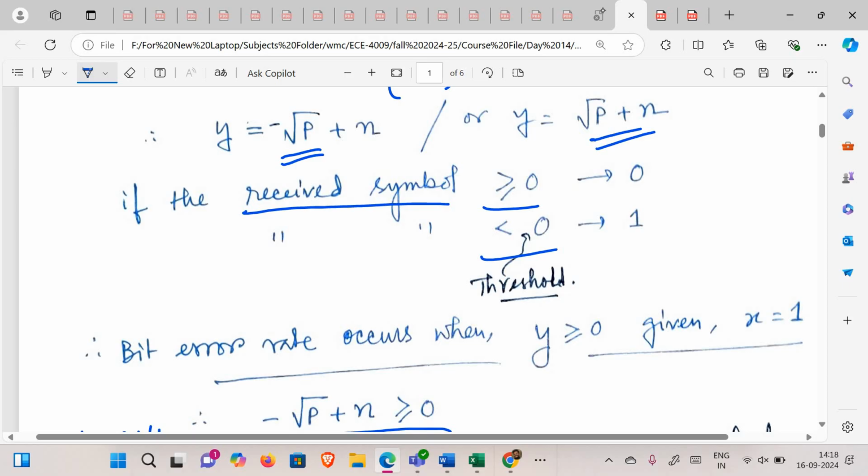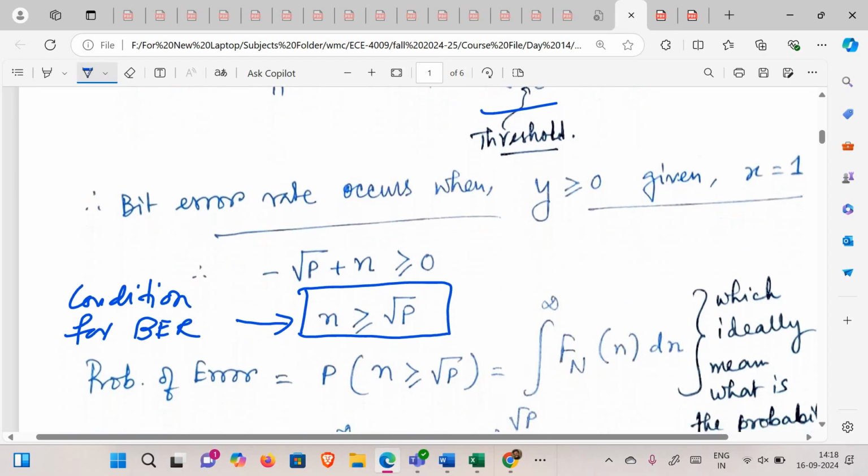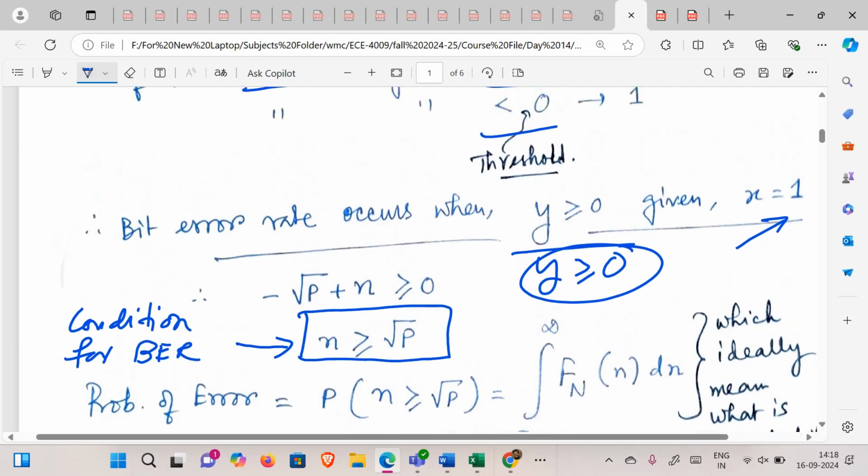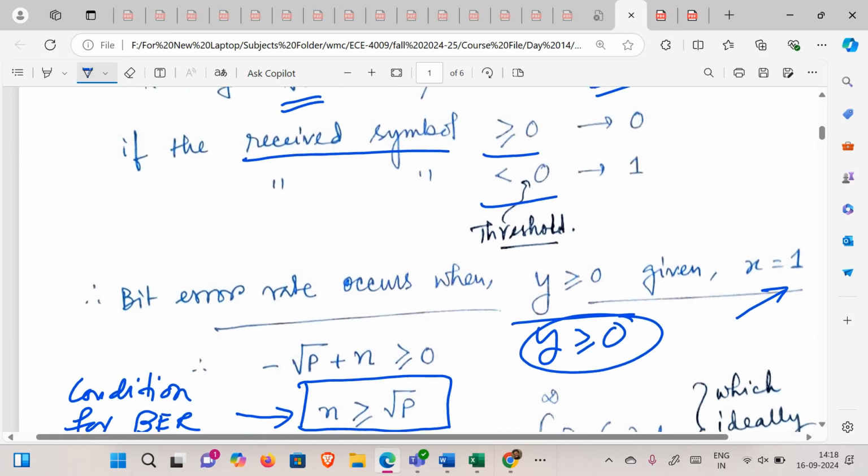But this is the idealistic scenario, where we are sending 0 and getting 0, and sending 1 and getting 1. But what happens when we consider bit error rate specifically is this: y is greater than or equal to 0, although this is the condition, given x is equal to 1, which means you have sent x equal to 1. For x equal to 1, y is supposed to be less than 0, but you are getting a greater than 0 condition. That means an error has happened. That's basically what the bit error is all about.